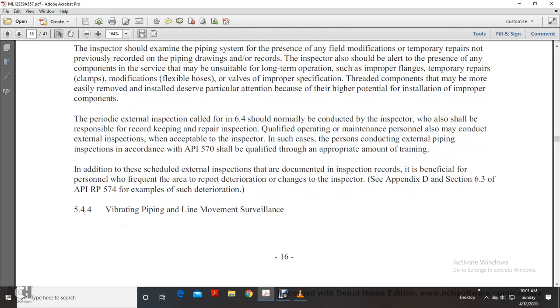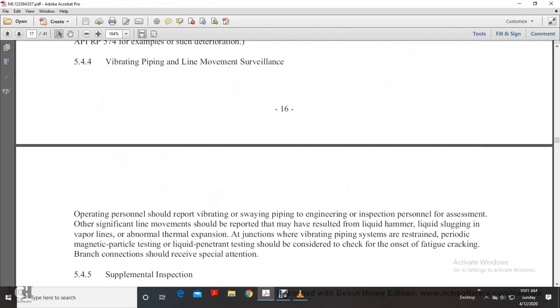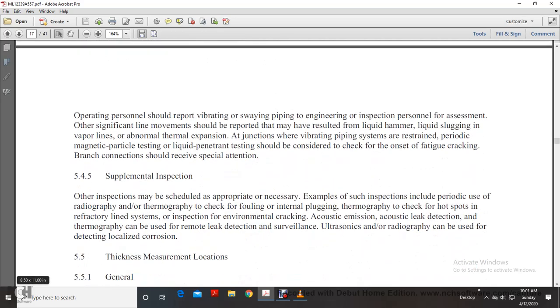Vibrating piping and line movement surveillance. Operating personnel should report vibration and swaying of the pipe to the engineer or inspecting personnel, and the assessment of significant line movement should be reported, as it may be the result of liquid hammer, liquid slugging in vapor lines, or abnormal thermal expansion in conjunction with the vibrating piping system or restraint. Periodic magnetic particle testing and liquid penetrant testing should be considered to check for the onset of fatigue cracking. Branch connections should receive special attention.